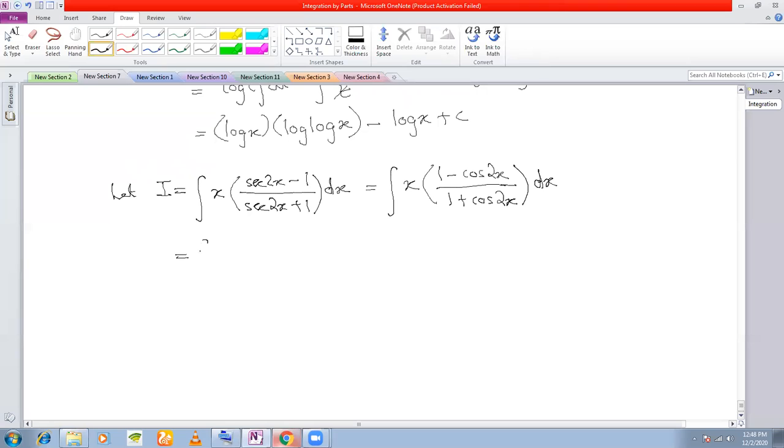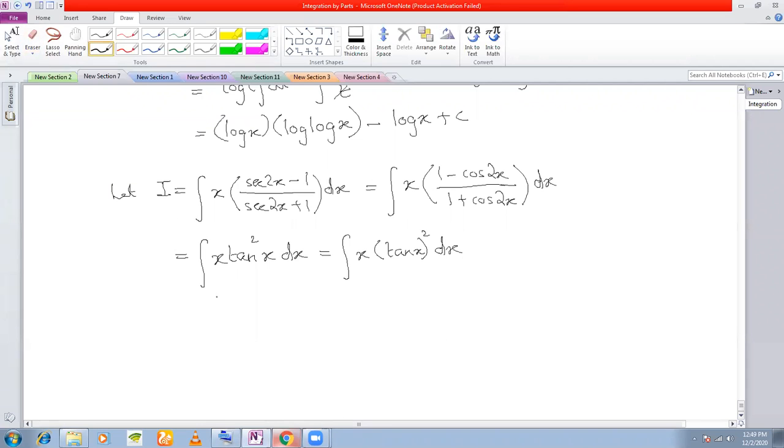Now, what you do here is, you know that (1 minus cos 2x) by (1 plus cos 2x) is what? tan square x, right? Formula. Remember multiple angle formula? Yes, sir. tan square theta is equal to (1 minus cos 2 theta) by (1 plus cos 2 theta), right? So now you can write this as integral x (tan x) whole square dx, right? Now, in order to solve this integral, you can do directly by parts.